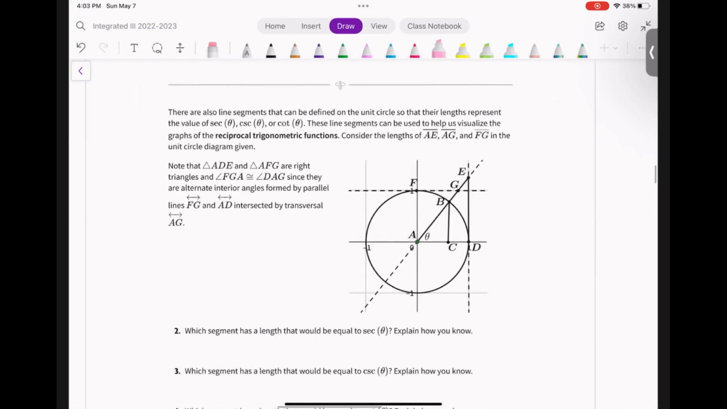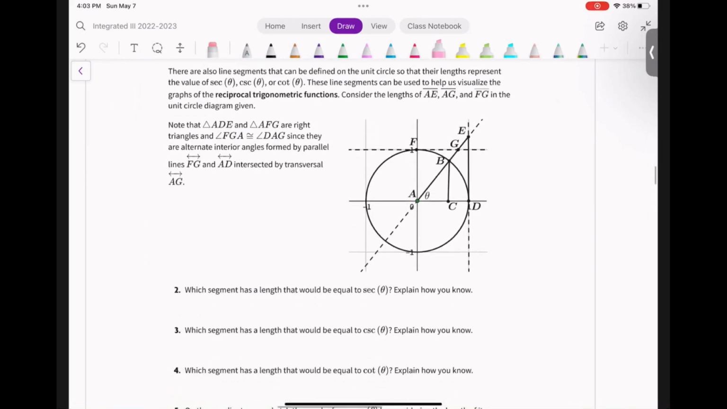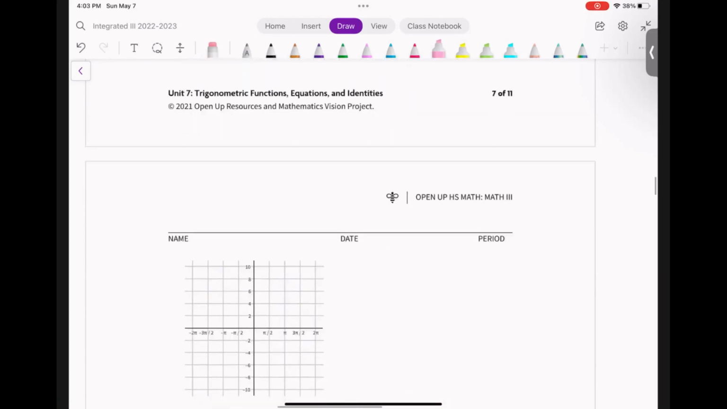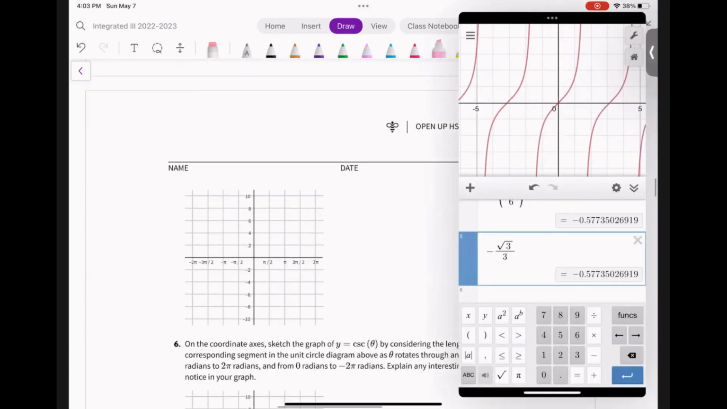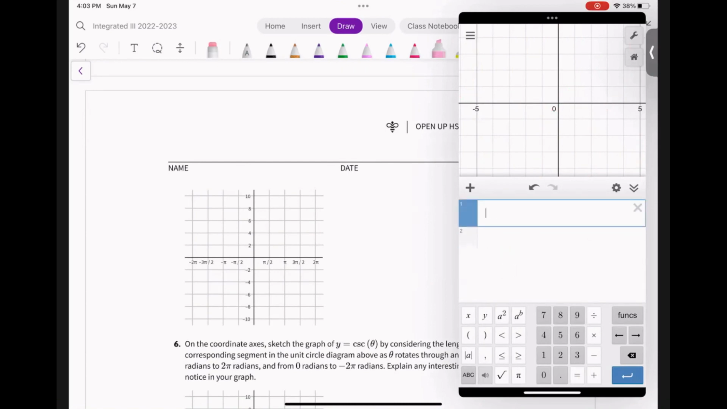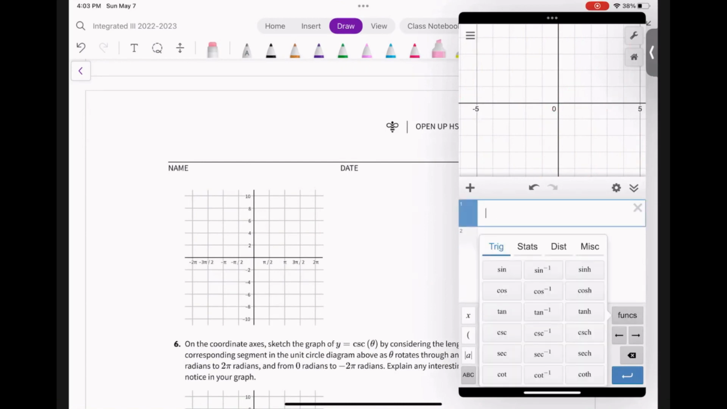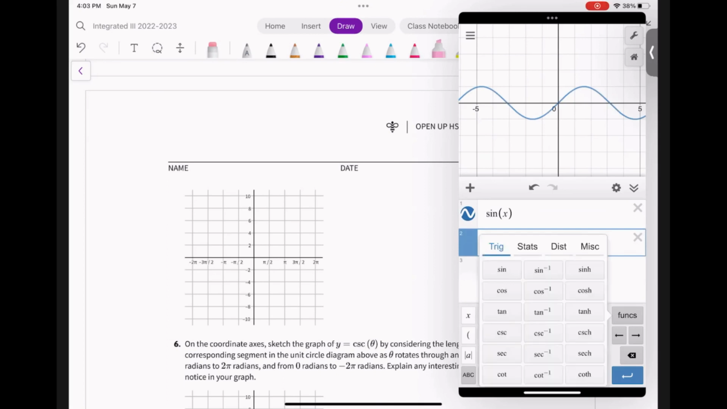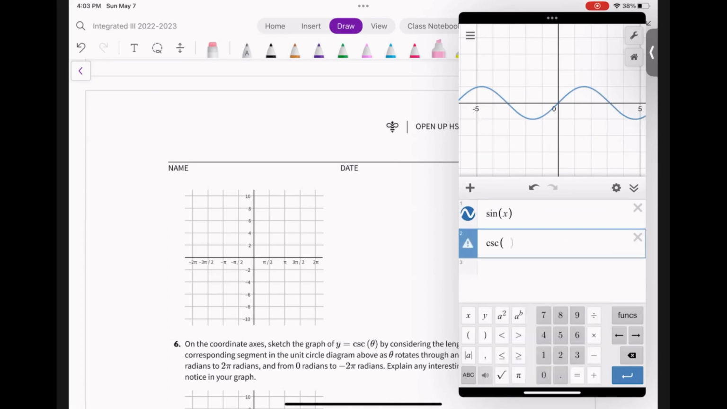It says there are also line segments that can be defined on the unit circle. This part here I am going to skip because they're going to lead you into the sketch of the graphs. And I want you to lean on Desmos for this because I want you to understand where they all come from. So the first thing I'm going to do is graph the sine of x. And along with that, I'm going to graph its reciprocal, which is cosecant of x.